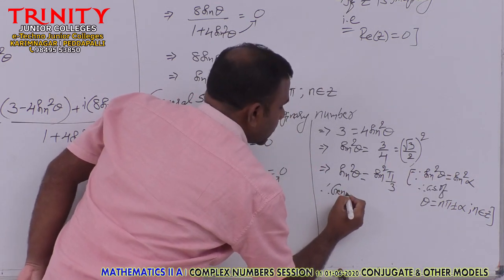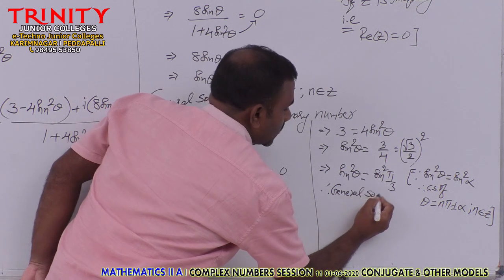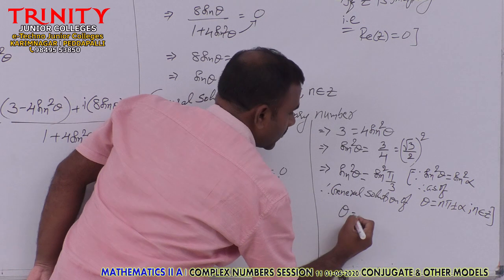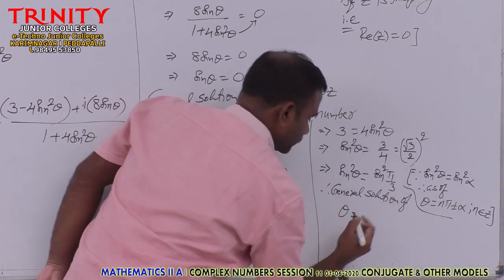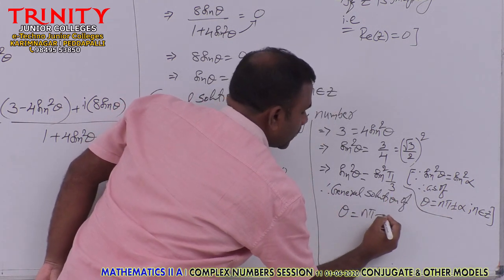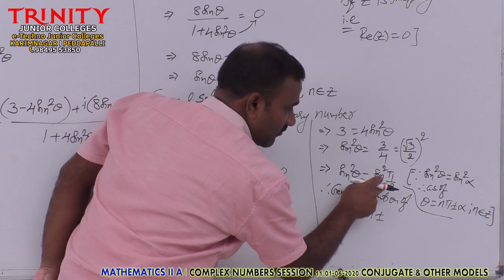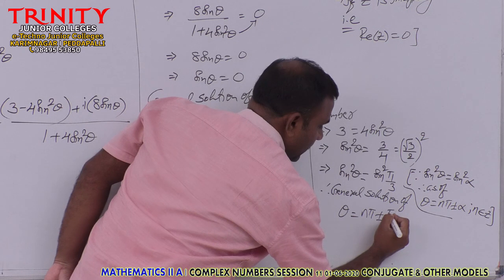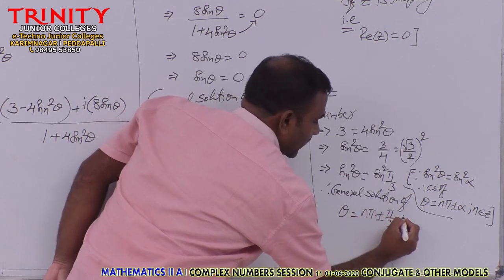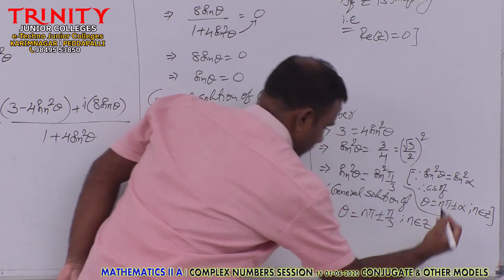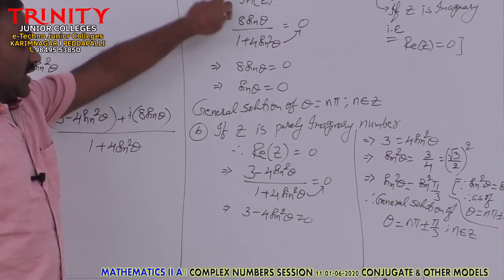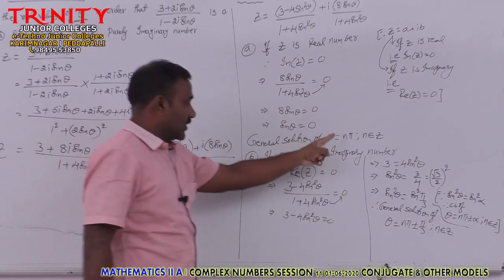Therefore, the general solution of theta is equal to n pi plus or minus. In place of alpha in the formula, here we have pi by 3, where n belongs to Z. This is the solution. In case z is a real number, then theta value is n pi.